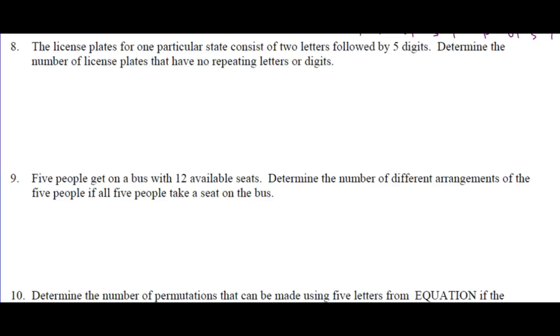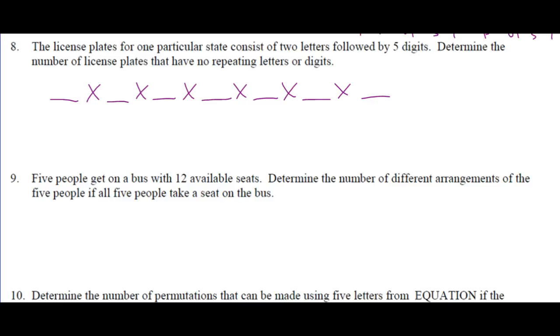The license plates for one particular state consist of 2 letters followed by 5 digits. Determine the number of license plates that have no repeating letters or digits. Now, me, I like to do fundamental counting principle, right? It's pretty no-brainer, right? You just put down blanks and you fill them in. So I'm going to start with that. License plate consists of 2 letters, so letter, letter, and 5 digits. 1, 2, 3, 4, 5.